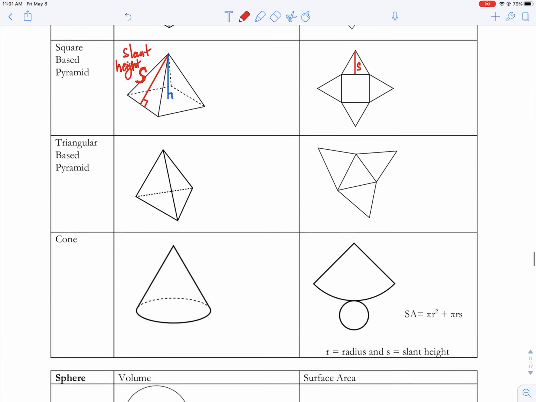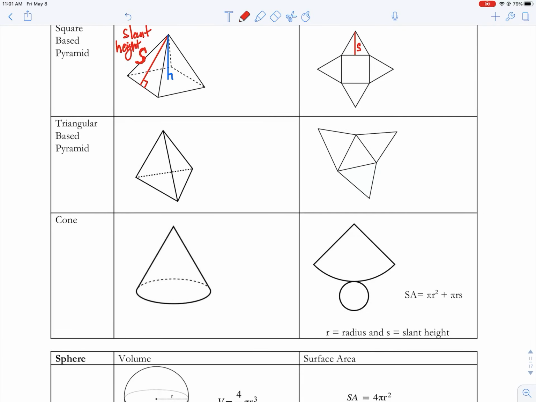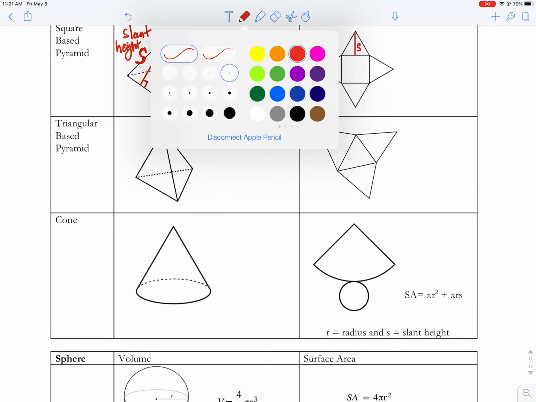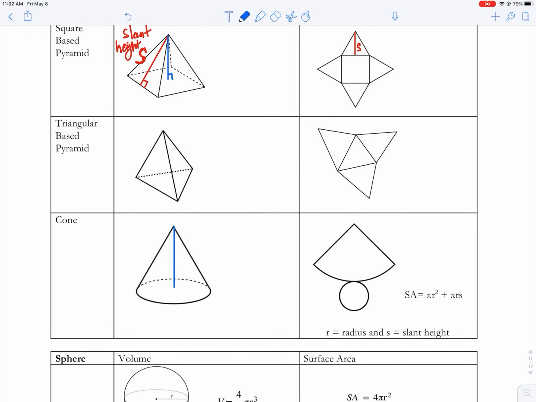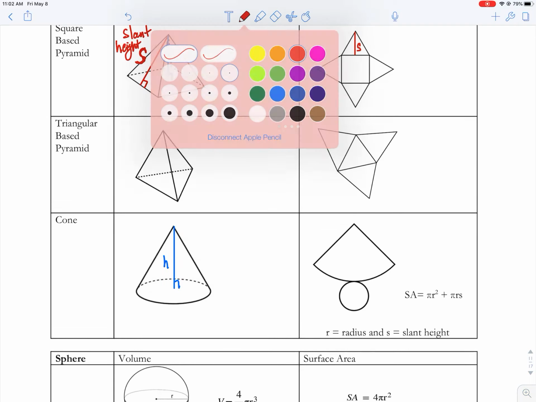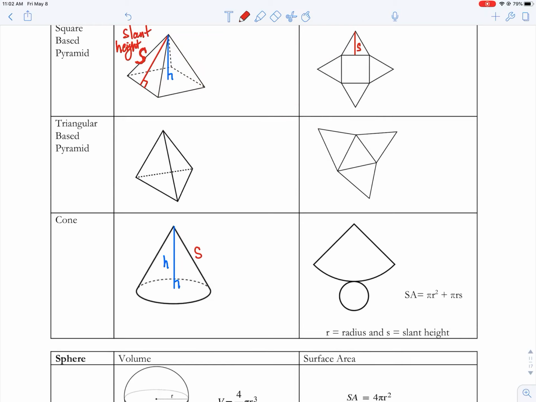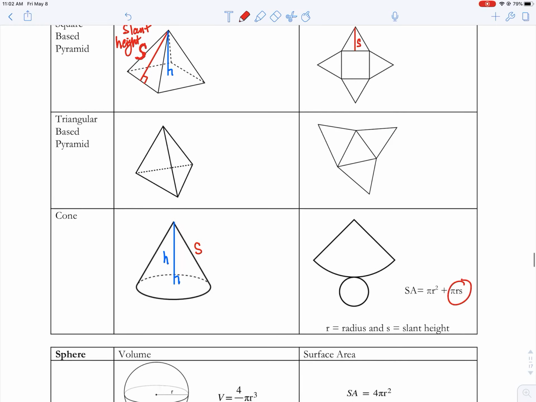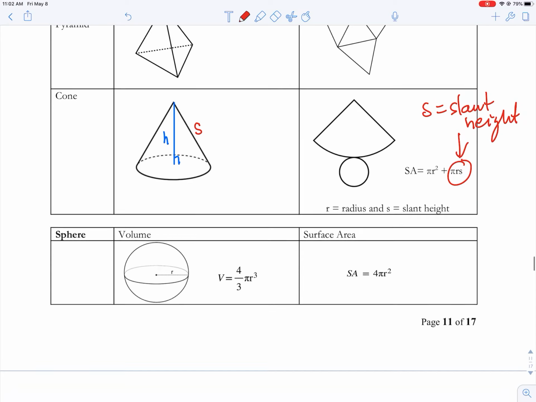For a cone, if we have a height, I'm going to do the height in blue. If we have the height here of this cone, that would be the height at a right angle. But then there would also be the slant height on the side. And the total area here, the surface area, is pi r squared plus pi r s, where s equals the slant height. And then there's the volume and surface area of a sphere.